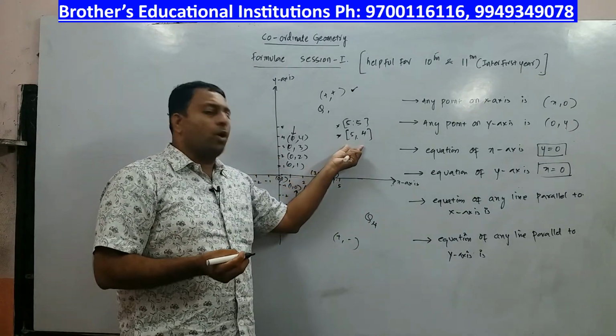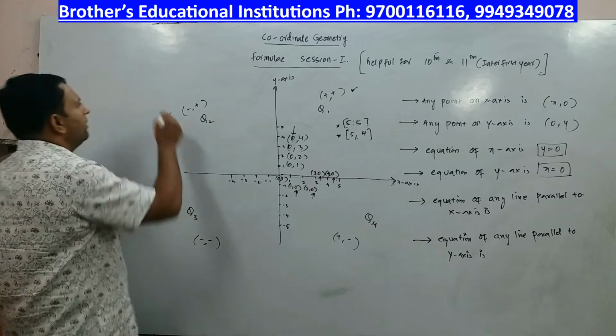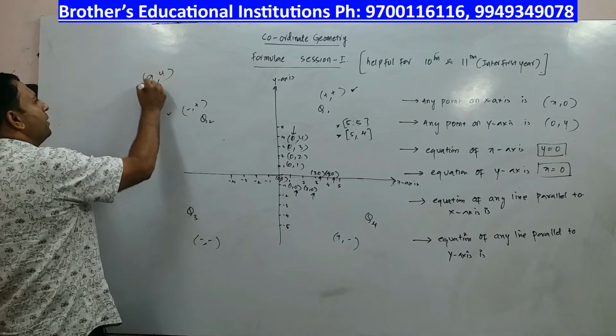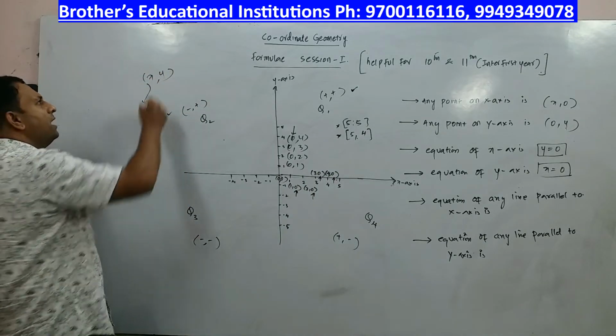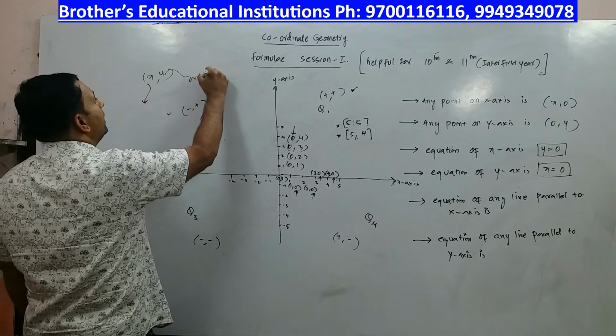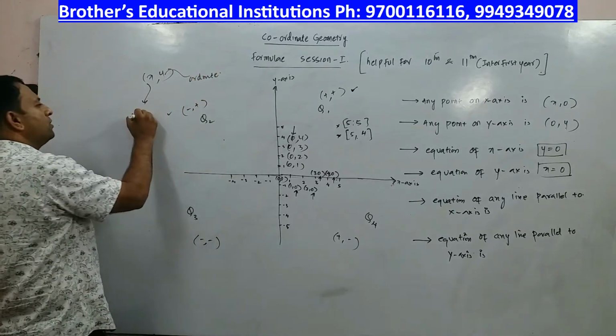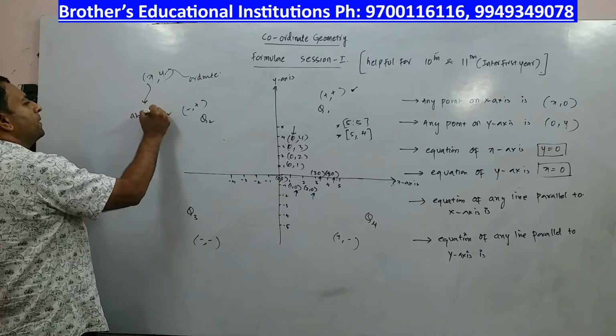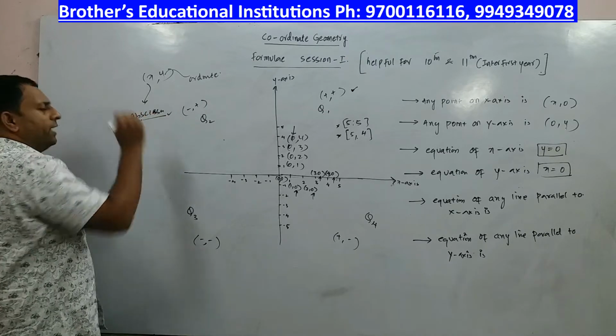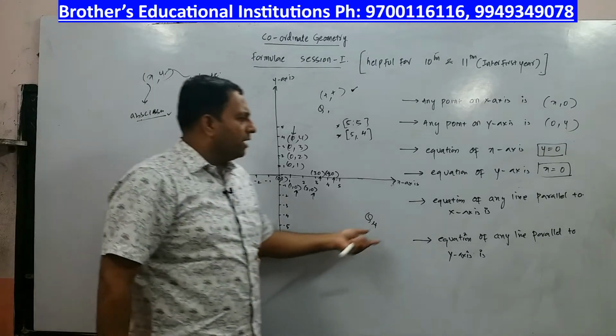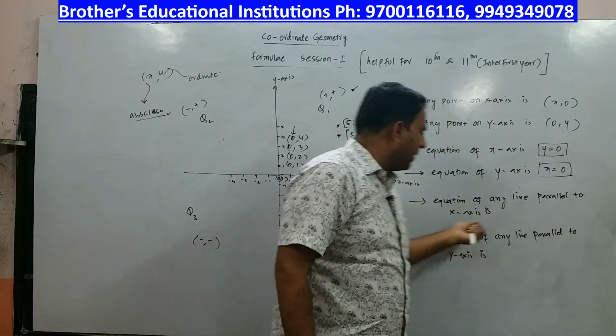This is called a coordinate point. Some people will call this x comma y, where x is also called abscissa and y is also called what? Ordinate. And x is called what? Abscissa. All right. Anyhow, and what is the equation of any line parallel to x-axis?